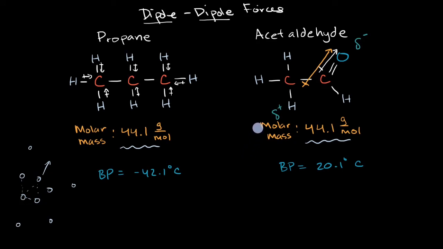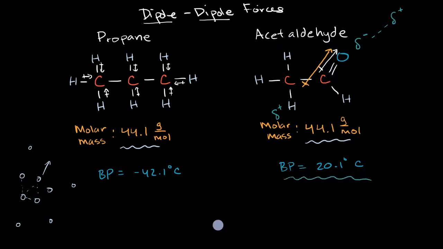And so what's going to happen if it's next to another acetaldehyde? Well, the partially negative end of one acetaldehyde is going to be attracted to the partially positive end of another acetaldehyde. And so this is what people are talking about when they say dipole-dipole forces. We are talking about a permanent dipole being attracted to another permanent dipole. And so acetaldehyde is experiencing that on top of the London dispersion forces, which is why it has a higher boiling point.